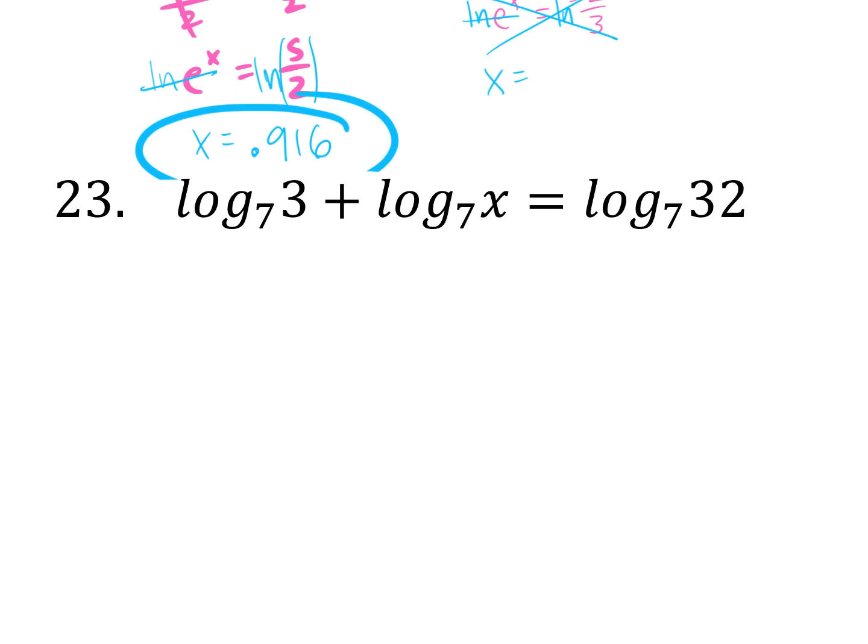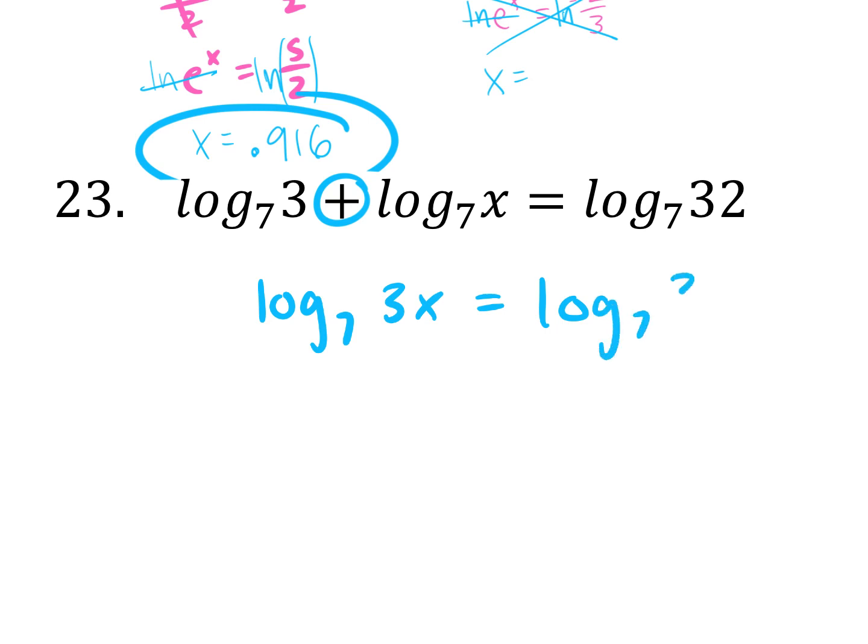So I have 2 logs on one side and 1 on the other. I know if I have a log equal to a log, they'll cancel. So how can I make the left side just 1 log? I can make it log base 7 of 3 times x, because we're adding. That's equal to log base 7 of 32.